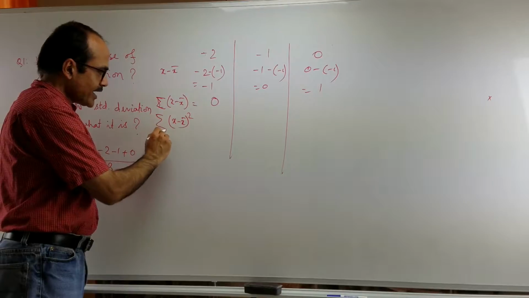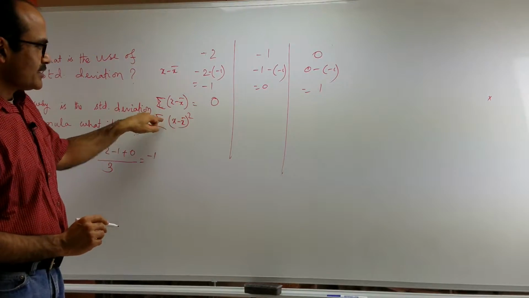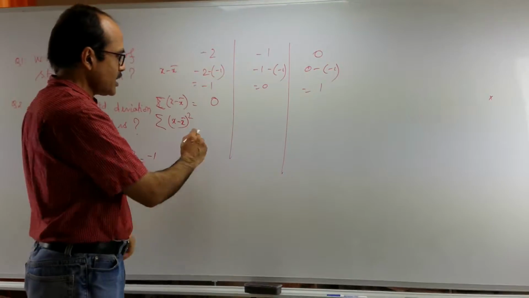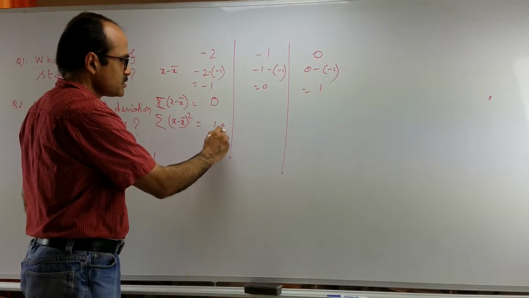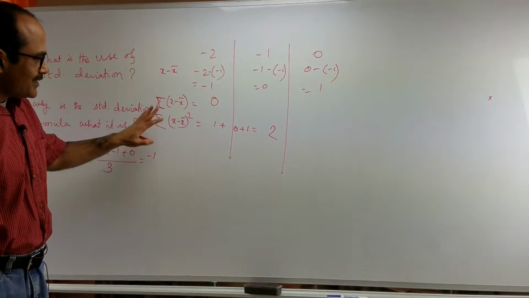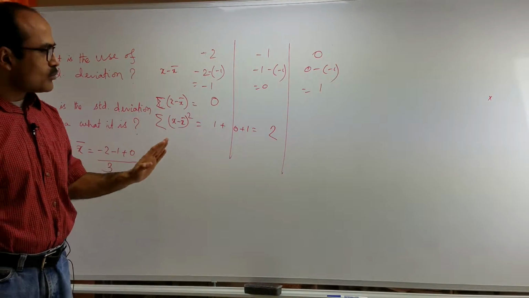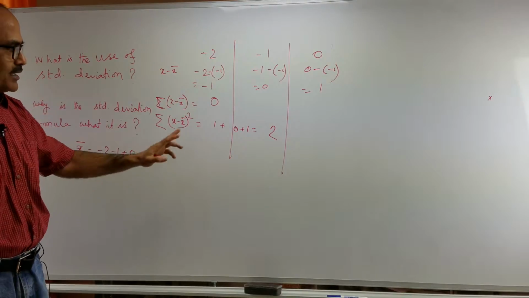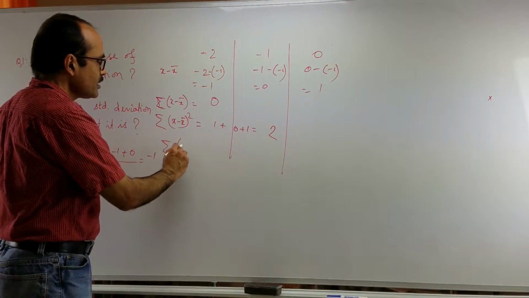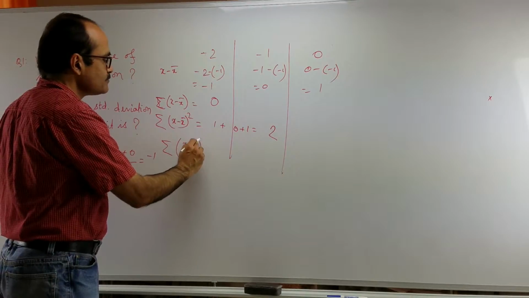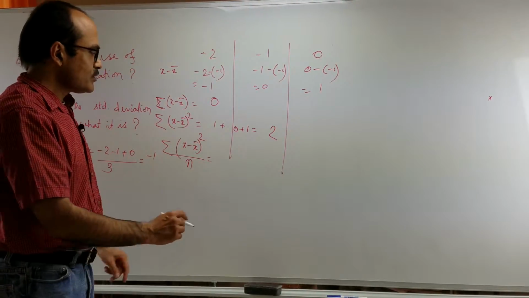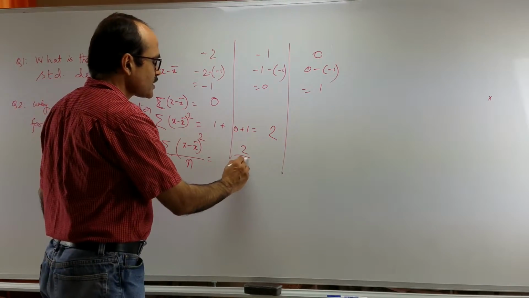So, we get the square of deviations and then sum them up, and now we get 1 plus 0 plus 1, which is equal to 2. So, this is the sum of deviation squared of all the data points about the mean. Now, we take the mean of the sum of the deviation squared. So, I divide it by n. So, this is equal to 2 over 3.